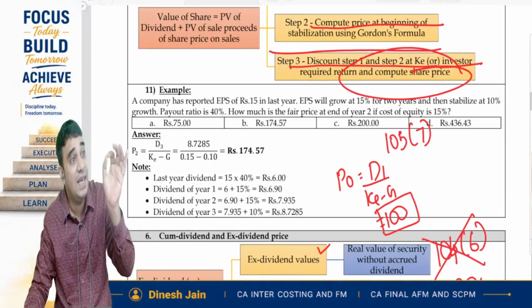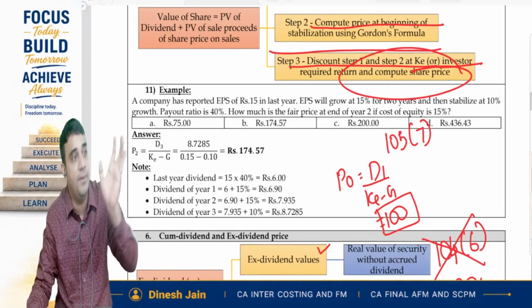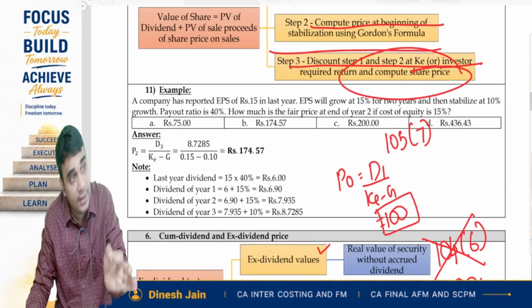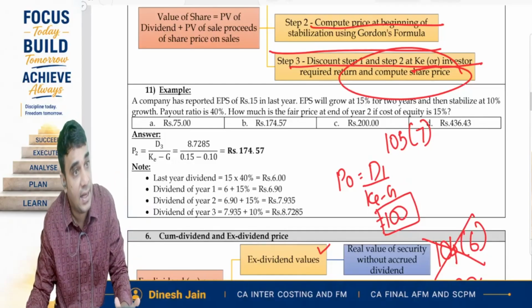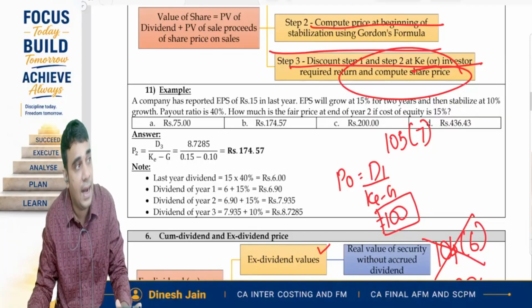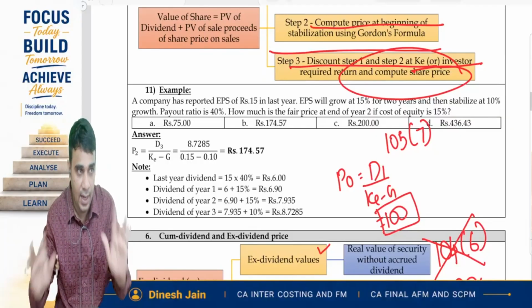So if they use the word declared, it means it is cum dividend. Declared and paid means it is ex dividend. Declared is cum dividend. Declared and paid is ex dividend. Any doubts in this?